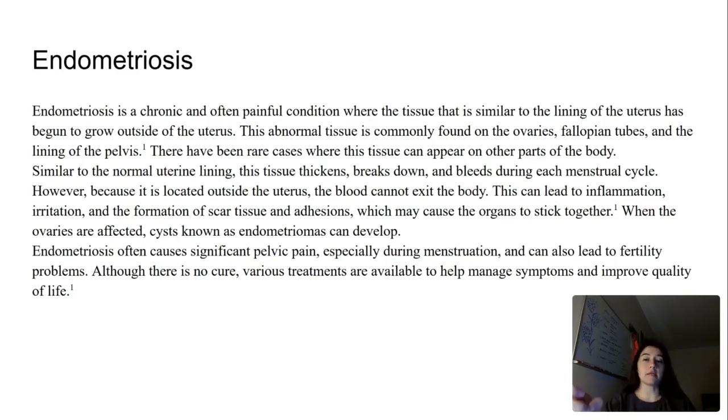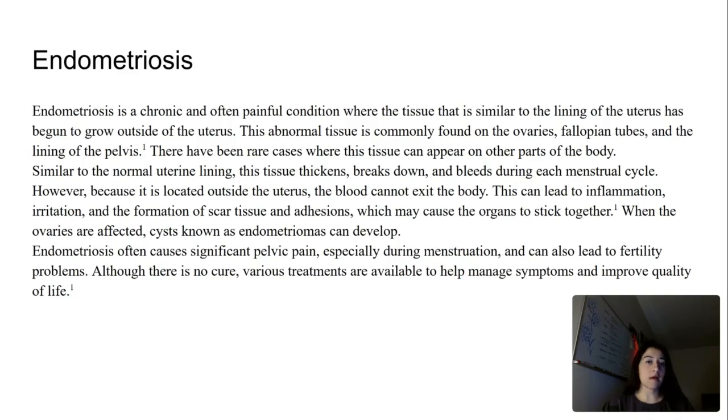There's also been a few cases where it can appear in other parts of the body. So similar to the normal uterine lining, this abnormal tissue thickens, breaks down, and bleeds during each menstrual cycle. But since it is located outside of the uterus, the blood cannot exit the body. And this is going to lead to the inflammation, irritation, and formation of scar tissue that patients who experience this have. So when the ovaries are affected, cysts known as endometriomas can develop.